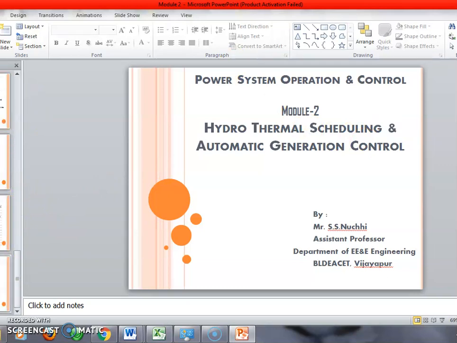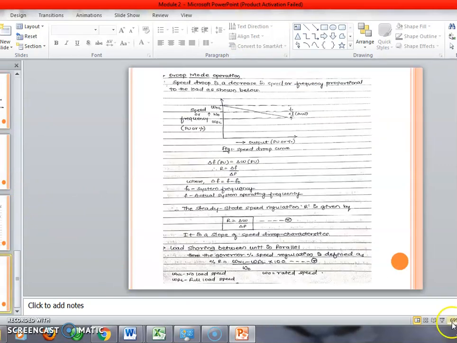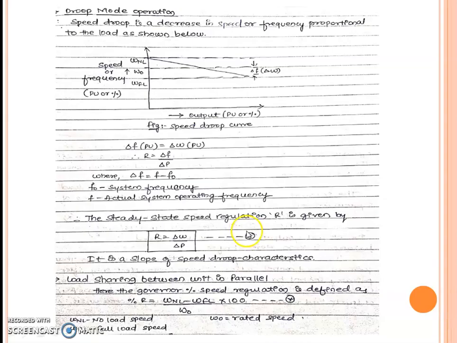And in the droop mode characteristics, here you can see whatever the change in the frequency we are having will be equal to the change in the speed per unit. That is R is equal to delta F divided by delta P, where R is the regulation of that system. That is, delta F is nothing but what? F minus F0. That is the frequency from no load to full load. F0 is the no load system frequency and F is the actual system operating frequency.